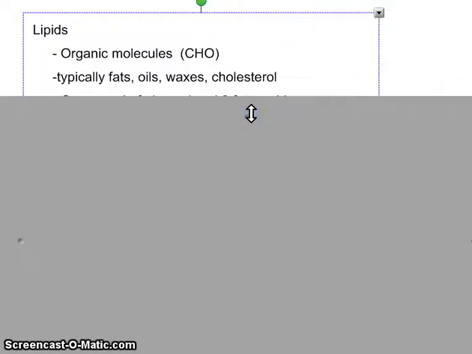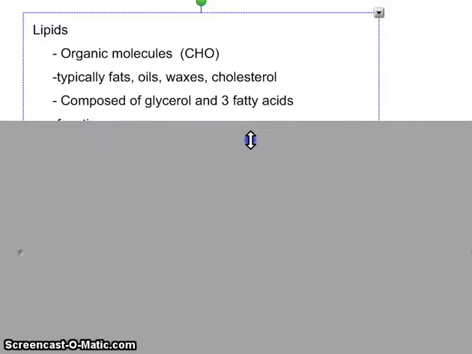Okay. Typically found in fats, oils, waxes, cholesterol, and they're composed of one glycerol and 3 fatty acids. That'll make up one molecule of a lipid. Those are your subunits, or basically we break down fat into these molecules here.